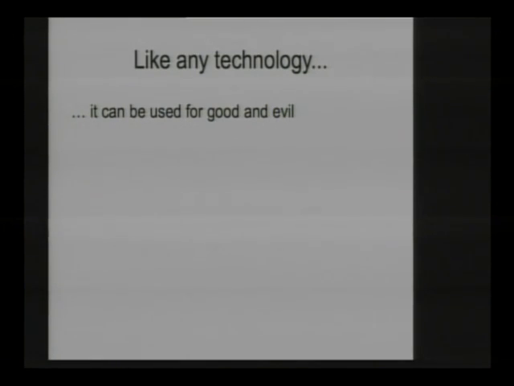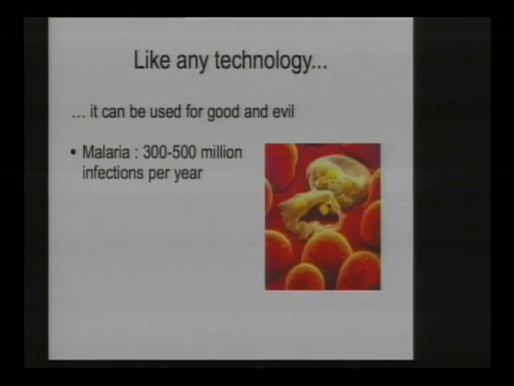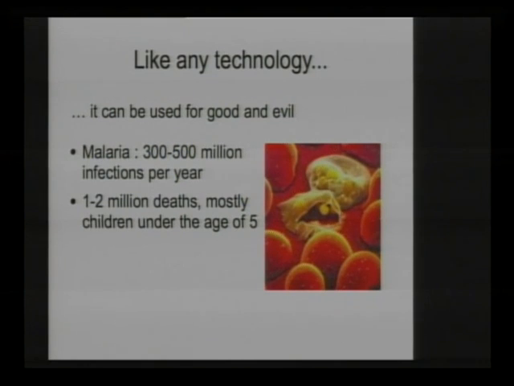So in the last 5 minutes, I'll just briefly show you why I'm still working with this, if it's so evil, because it actually has some nice applications. So I'm working on malaria. Malaria infects up to 500 million people each year, with 1 to 2 million deaths each year, mostly children under 5 because the immune system is not developed enough.